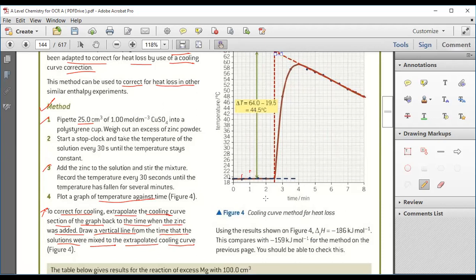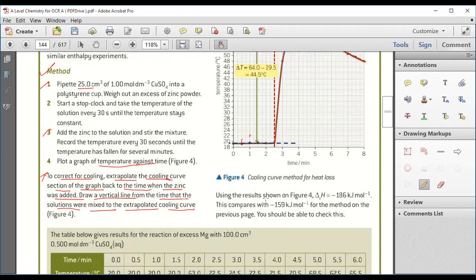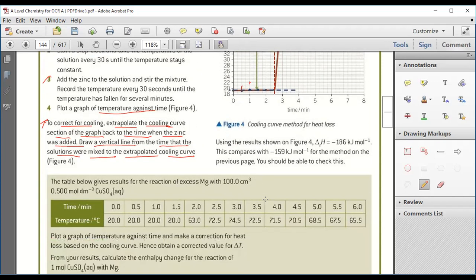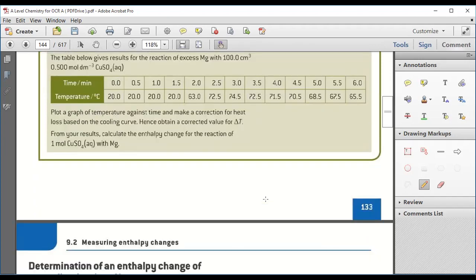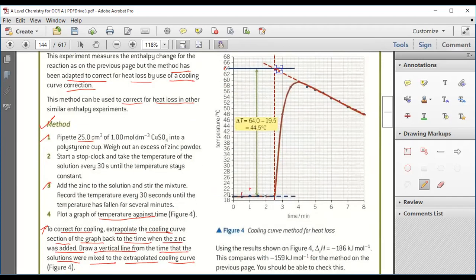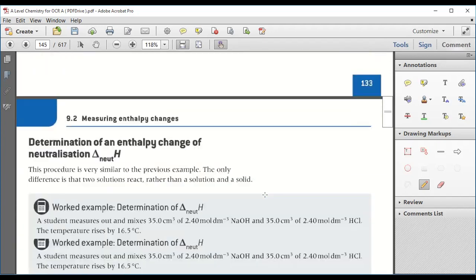Using the result shown in figure 4, delta H will come as minus 186 kilojoule per mole. Got it clear? And this compares with minus 159 kilojoule per mole for the method we did on the previous page. So on the previous page we got 159 kilojoule per mole, and here we get minus 186 kilojoule per mole. There's a little bit of difference here. That graph is clear. Any doubt? No.